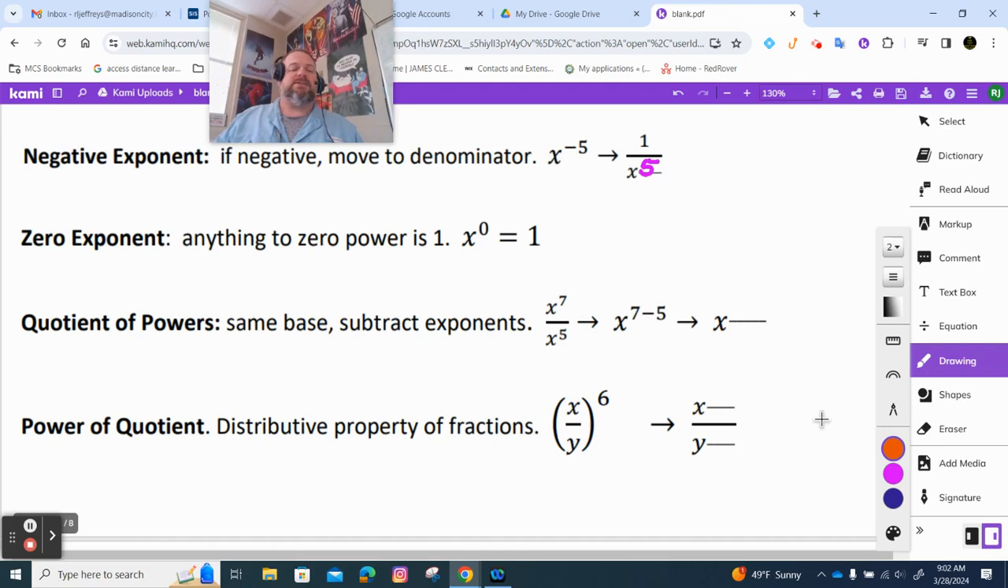Quotient of powers. Same base, we subtract exponents. So if we have x to the 7th over x to the 5th, we subtract. So 7 minus 5 is, no, it's not bruh. 7 minus 5 is 2. Okay.